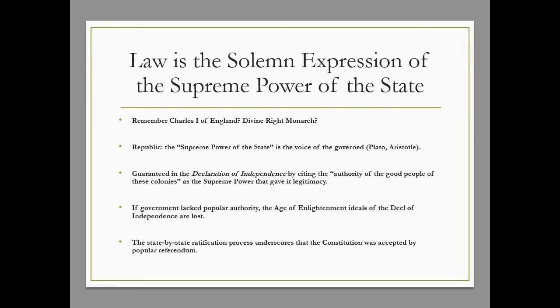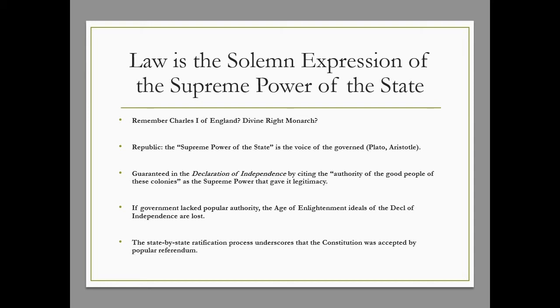And this is an Age of Enlightenment ideal. When you look up legitimacy in your textbook, it talks about the popular authority, the popular acceptance of a form of government. So we're looking at the supreme power of the state being the voice of the governed. This idea, this republican principle, is guaranteed in the Declaration of Independence by citing the authority of these good people, the good people of these colonies, as the supreme power of the state that gave their actions legitimacy. Does that sound familiar? Yes? Remember we read it last week?